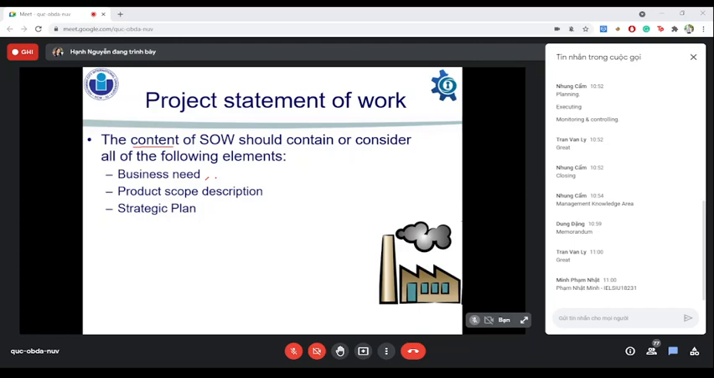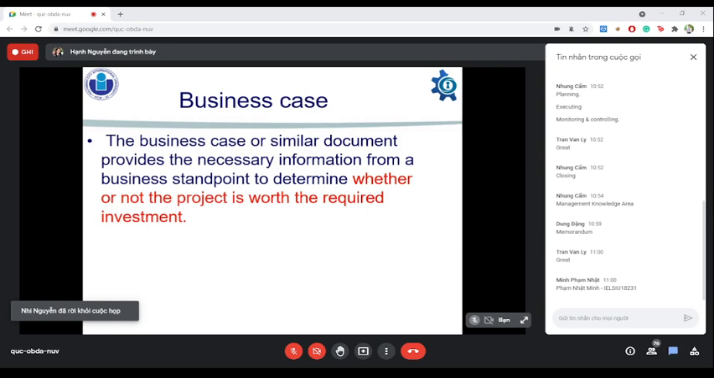And the last one is a plan. You develop a plan to improve it. So there are three main things in here. So let's move to the next one.